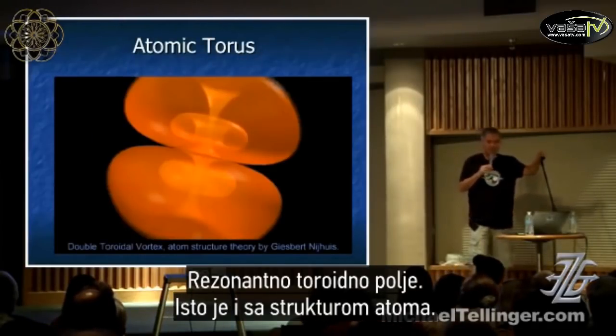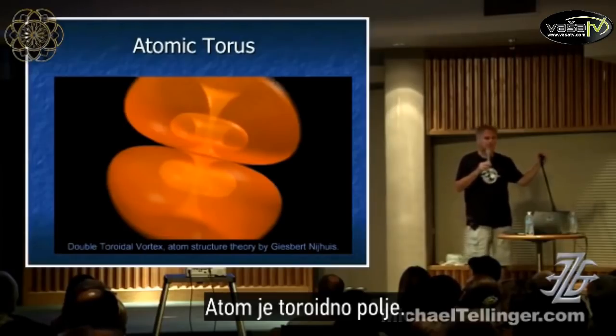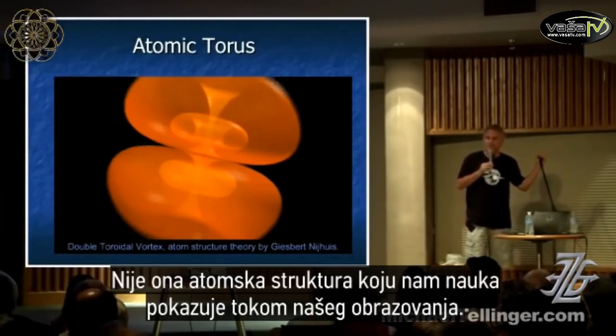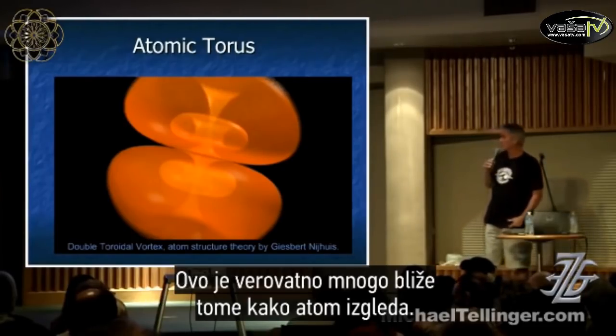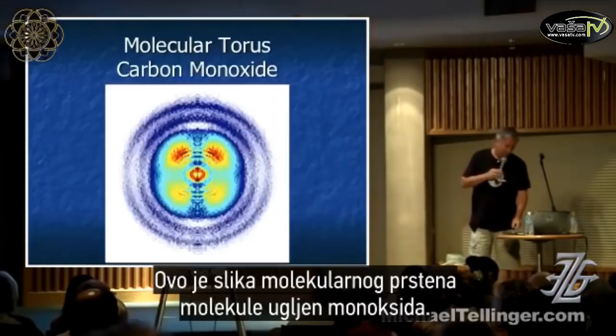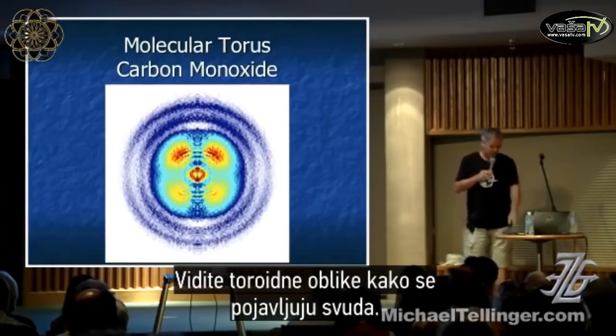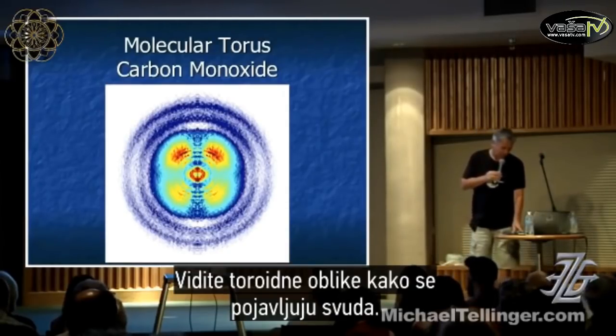The same with the atomic structure. The atom is a toroidal field. It's not the atomic structure that we've been shown by science throughout our schooling careers. This is probably a lot closer to what an atom looks like. Here's a picture of a molecular torus of the carbon monoxide molecule. And you start seeing how the toroidal shapes appear everywhere.